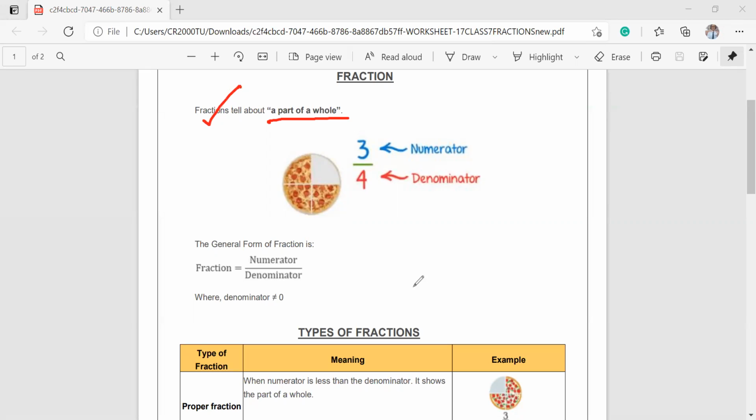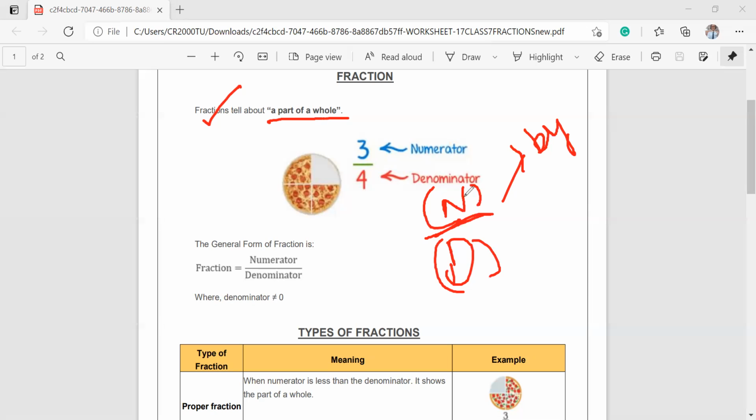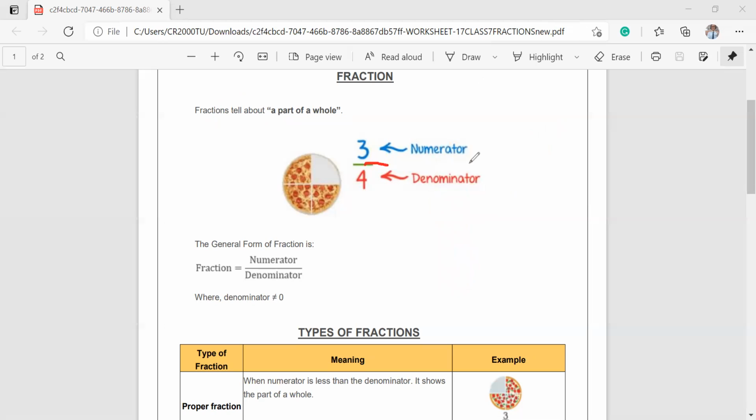So if anyone asks what fraction means, fraction means a part of a whole, which consists of two numbers. One is the numerator, let me represent it as n, and then the division line, which is known as by. For example, n by d, where d is the denominator. So when I write n by d, this is the numerator and this is the denominator.